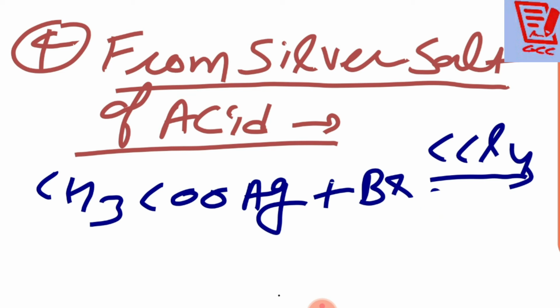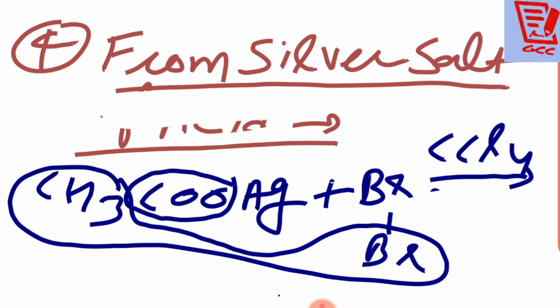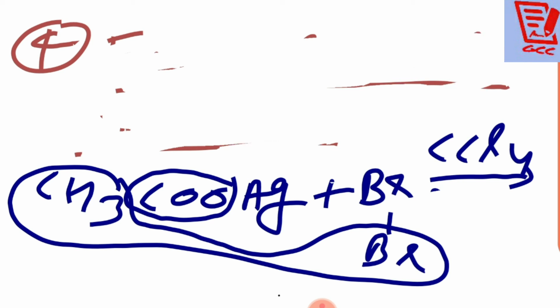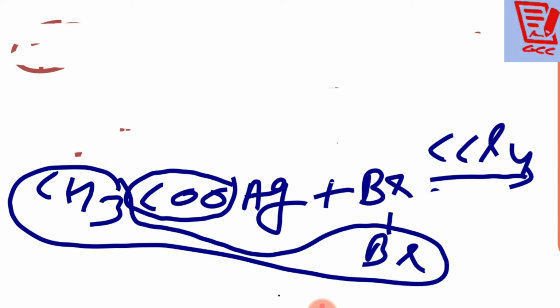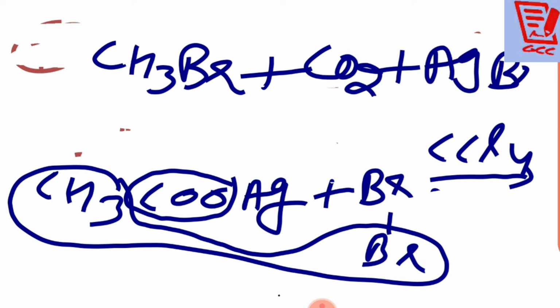Okay, then student, what to do there? You must see, all of you. This is Br, then this will become CH3Br. What will be formed? CH3Br, CO2 will be separated and AgBr will be separated. Then the product, here I am writing, downside space is not there, that is why I am writing the product over here. It becomes CH3Br plus CO2 plus AgBr. Clear?